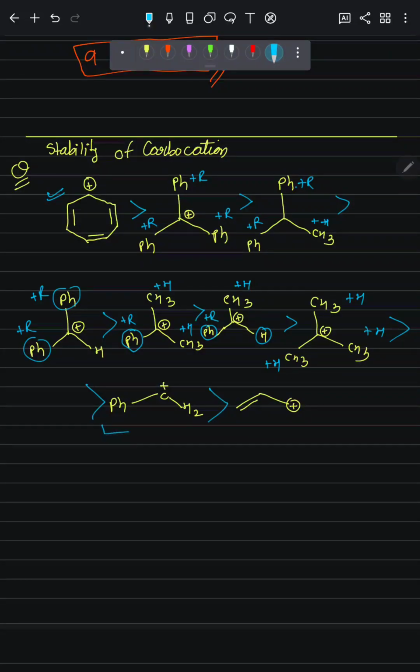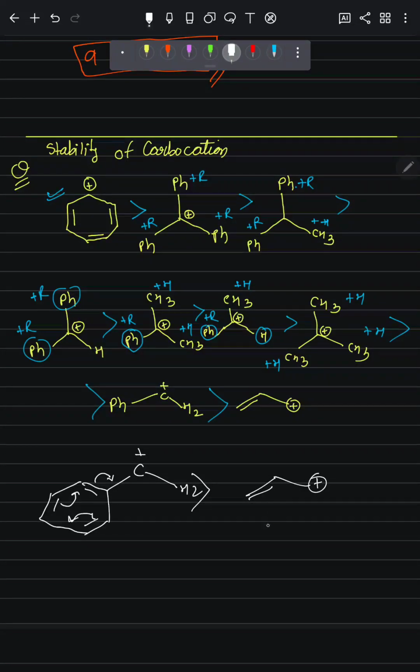Now let's discuss these last two examples. Here we see a concept according to which this is a phenyl ring, so this carbon is positive and a phenyl ring is present here. What happened here is an example of resonance. Due to conjugation between these molecules, this will be more stable as compared to the single double bond, because no conjugation is present here.